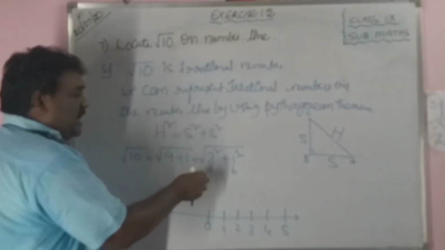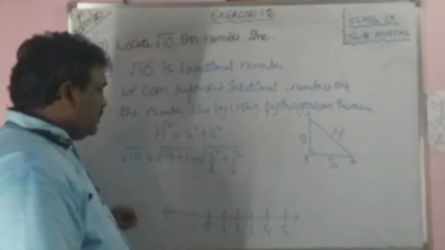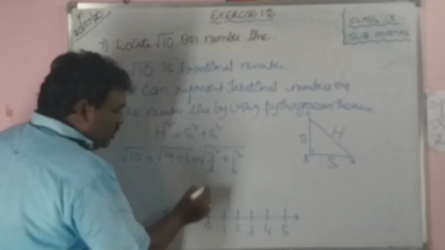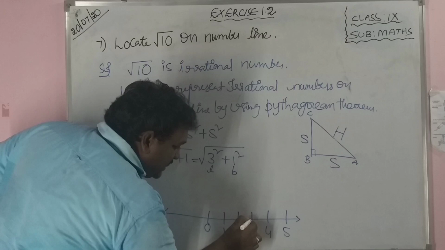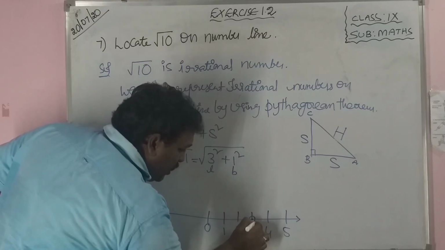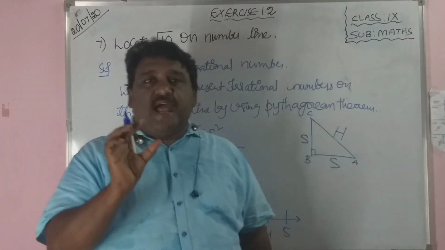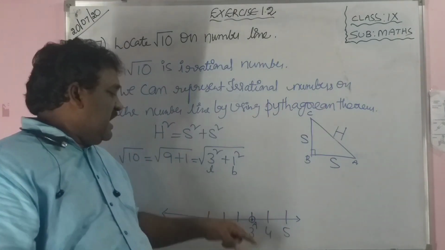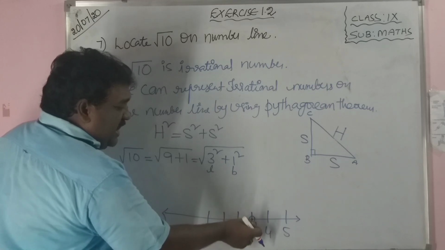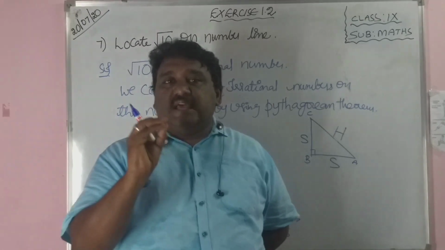So I told you already, treat 3 as length, 1 as breadth. So length is 3, breadth is 1. Use those two. So length is 3 means mark a point at 3 and name the point as A. Just like length is 3. Then I told you already, treat it like a rectangle.